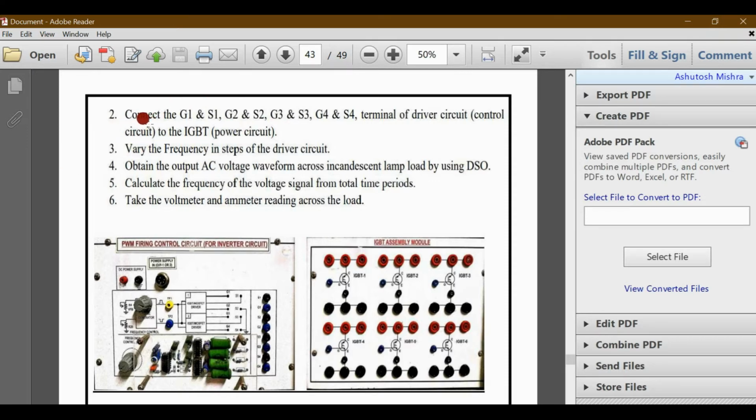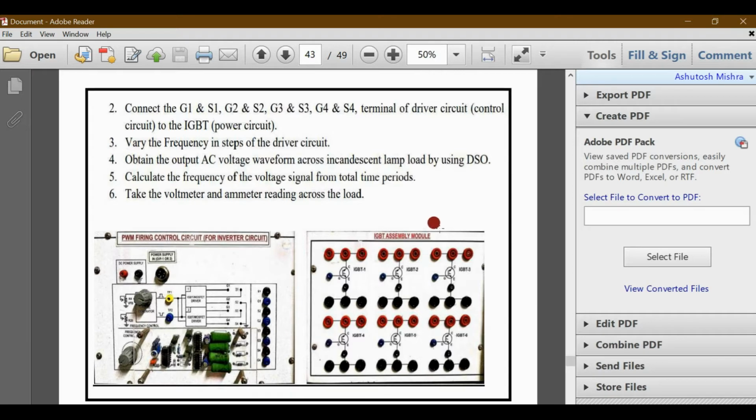As the second point, connect G1 and S1, G2 and S2, G3 and S3, and G4 and S4 terminals of the driver circuit, the control circuit, to the IGBT power point. Then vary the frequency in steps on the driver circuit. Then obtain the output AC voltage waveform across the incandescent lamp load by using the DSO. Then see the output waveform, calculate the frequency, and take the voltmeter and ammeter readings across the load.